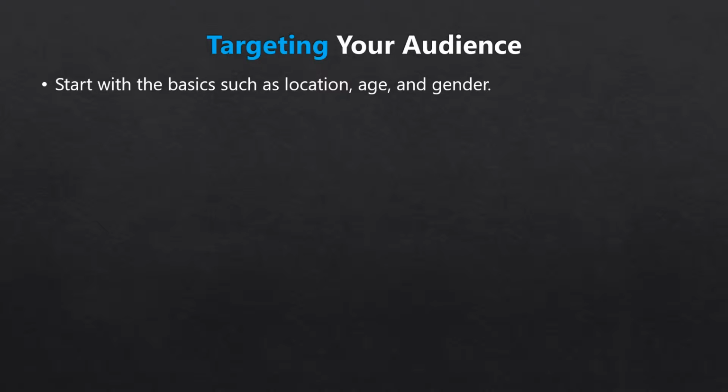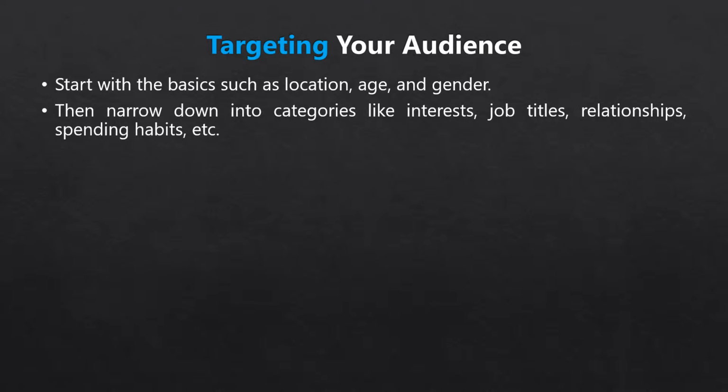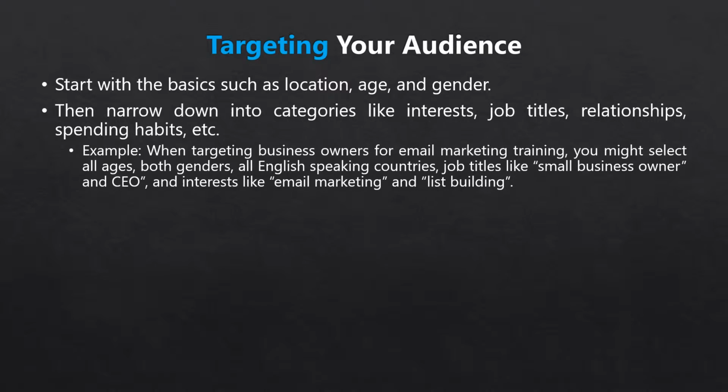First, start with the basics. Choose the appropriate target countries, locations, age groups, and genders. Then you can narrow down even further by searching for certain job titles, interests, relationship statuses, whether they have children, their spending habits, and so on. For example, if you're targeting business owners to sell email marketing training to, then you could select all ages, both genders, all English-speaking countries, job titles like small business owner and CEO, and interests like email marketing and list building.